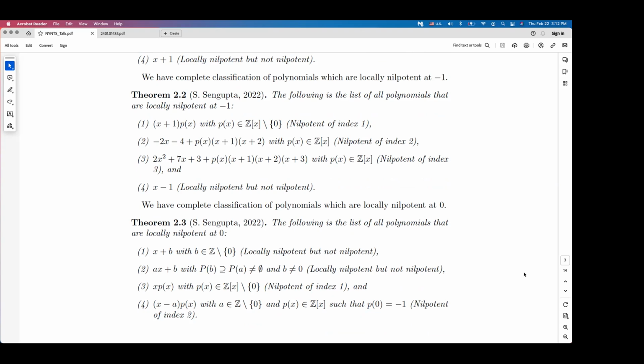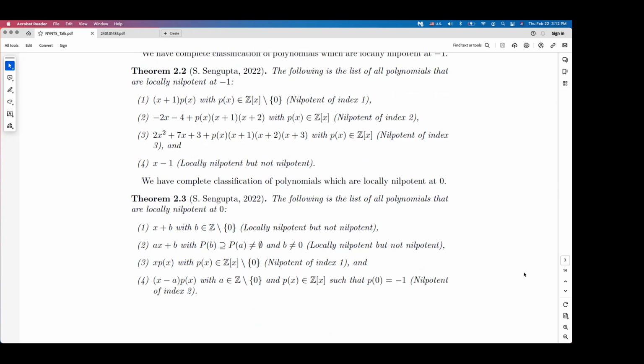We also have a complete classification of locally nilpotent polynomials at 0. So in this case, you see there are two infinite families of locally nilpotent polynomials which are not nilpotent, unlike 1 and -1. So 1 and -1, we will see, are the only integers for which there is a unique polynomial that is locally nilpotent but not nilpotent. For all the other integers, you will get infinitely many polynomials which are locally nilpotent but not nilpotent.